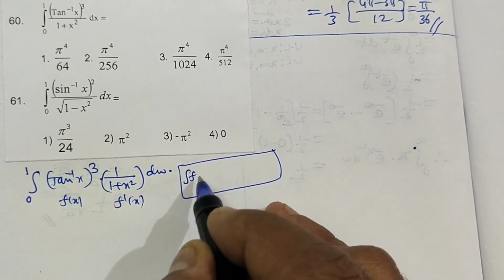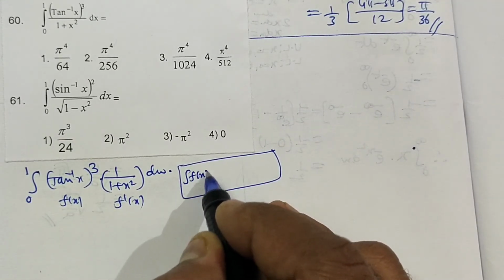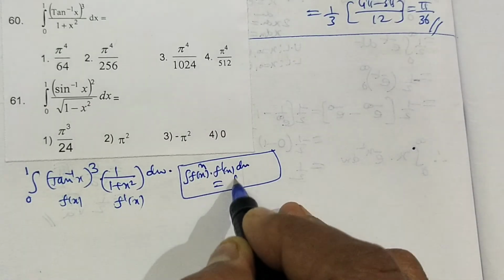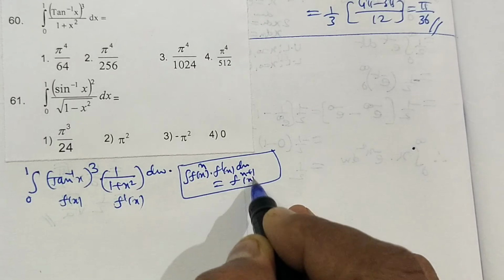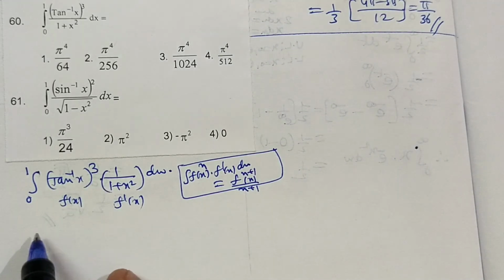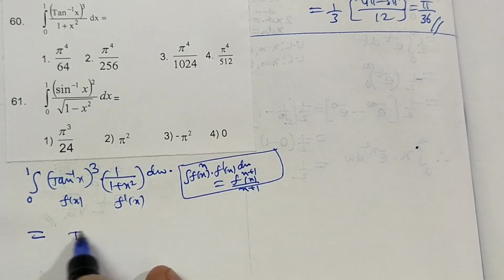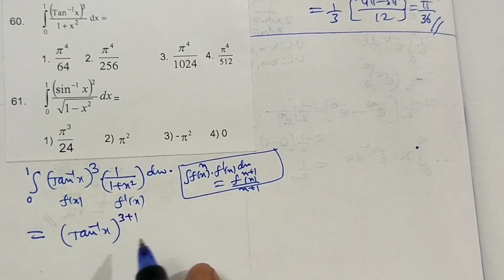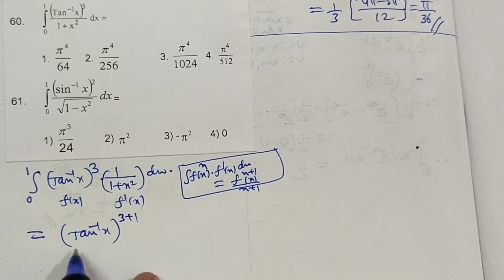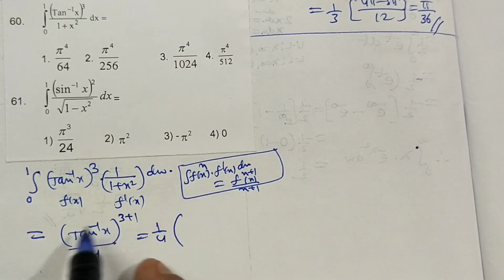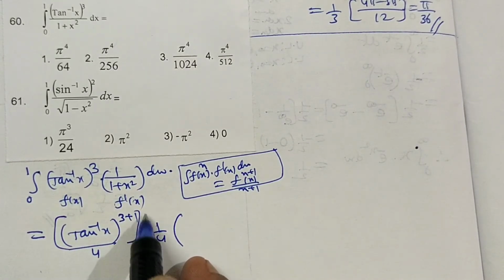integral f of x whole power n into f dash of x into dx is f of x whole power n plus 1 by n plus 1. So n is equal to 3 here, which is equal to tan inverse x whole power 3 plus 1 by 3 plus 1, that means 4. 1 by 4, applying the limits, 0 to 1.